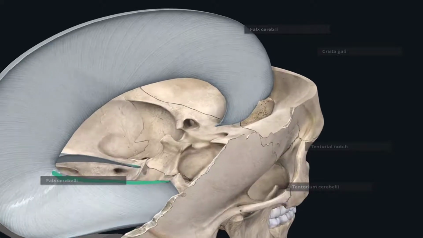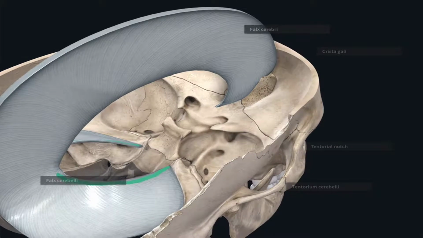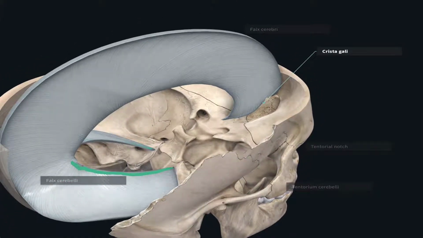anterior aspect of our anterior cranial fossa, where it attaches at the crista galli, a ridge-like projection from the ethmoid bone. It's then going to attach to the inner aspect of the frontal bone, continue along posteriorly towards the parietal bones until it reaches the occipital bone posteriorly.